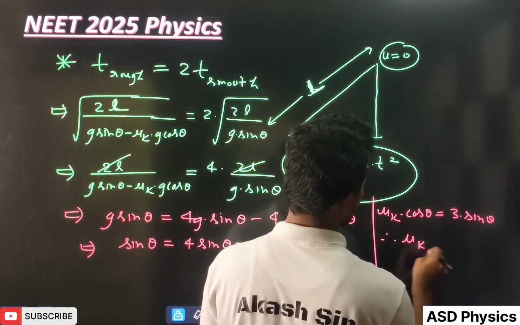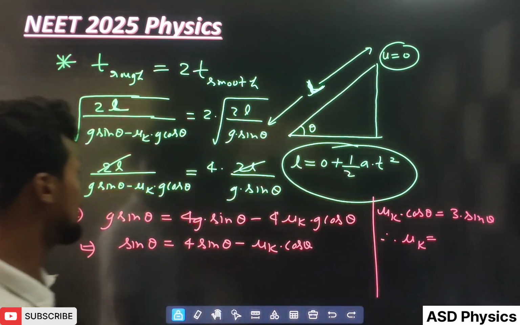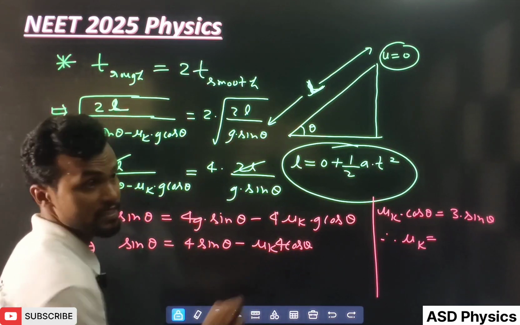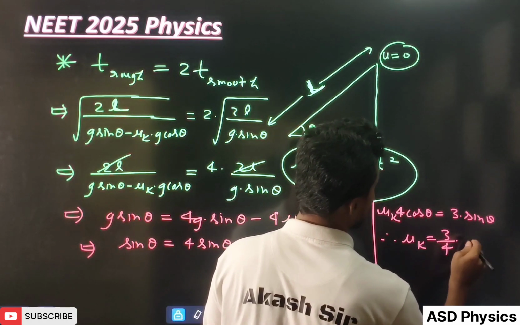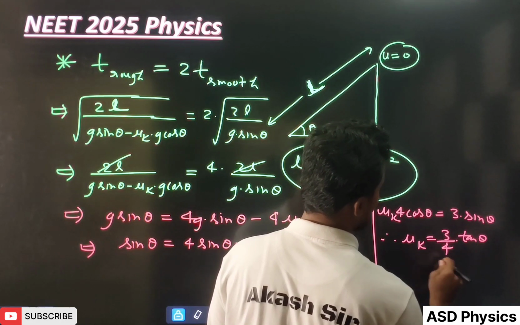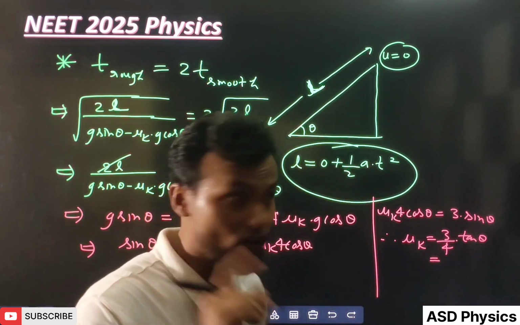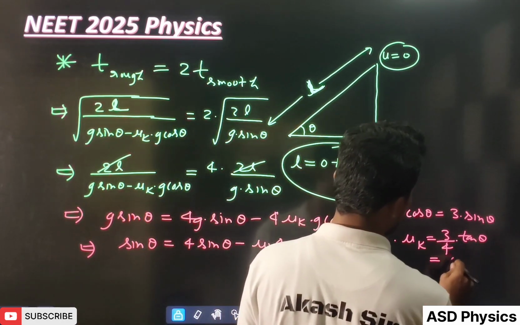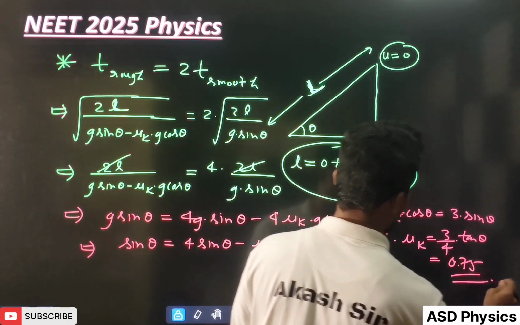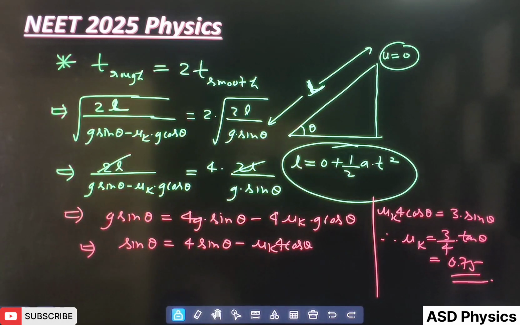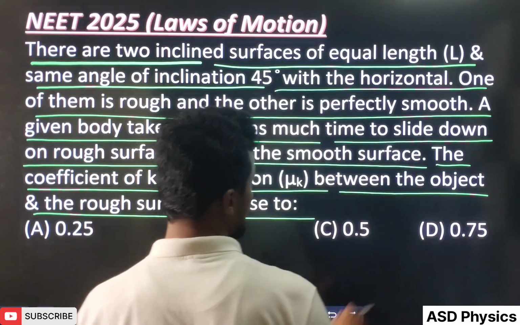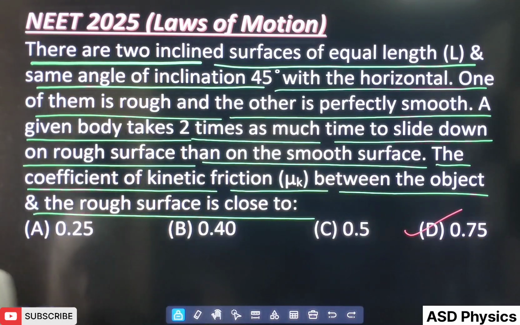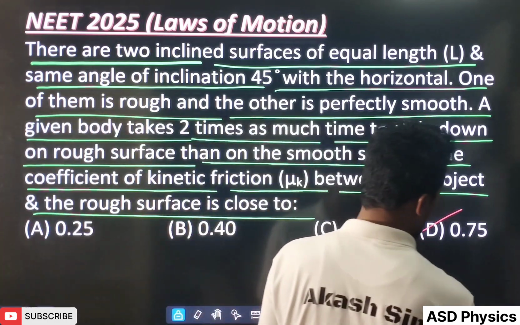So what is mu k? Mu k will come 3 by 4 sin theta by cos theta, that is tan theta. The angle of inclination is given as 45 degrees, so tan 45 is 1, and 3 by 4 means 0.75. Okay students, so these basics at least we should know. Which option is correct here? 0.75, the correct option is D. See how beautifully we are solving NEET 2025 questions.